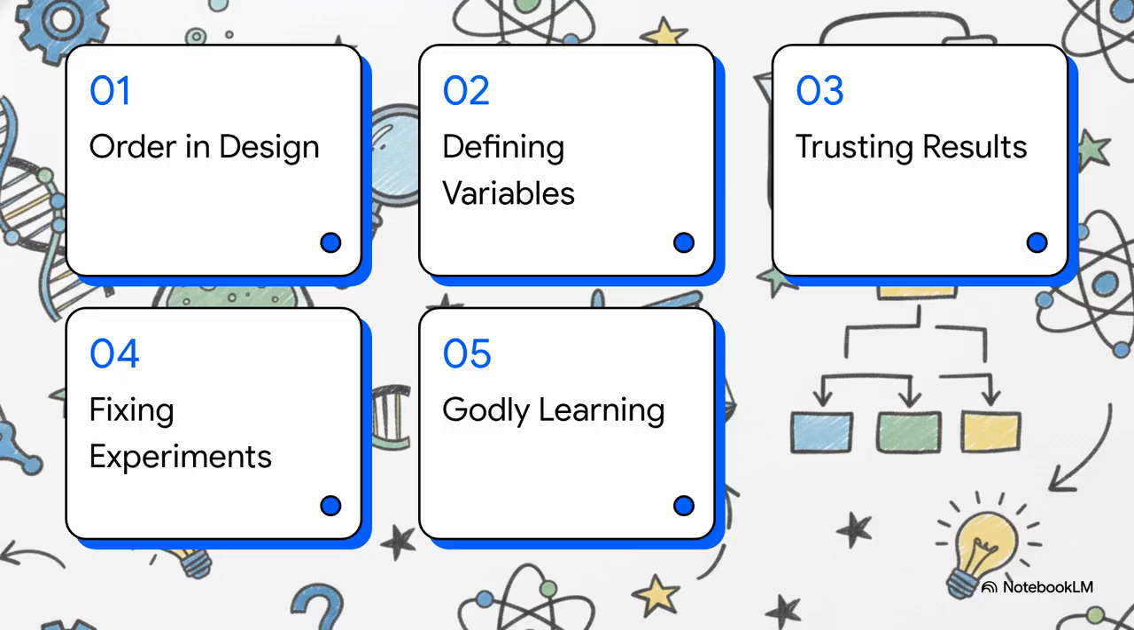Okay. Let's dive right into our roadmap. First, order in experimental design. Next, defining our variables, followed by why we must trust our results. Then we'll fix some flawed experiments before zooming out to the bigger picture, which is godly learning.